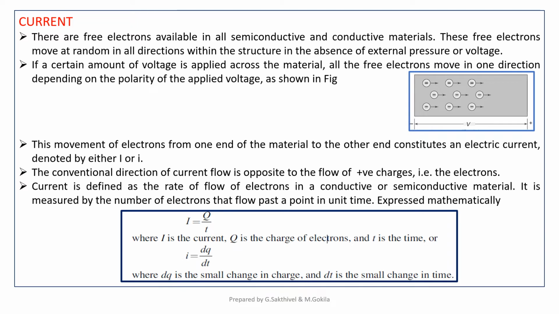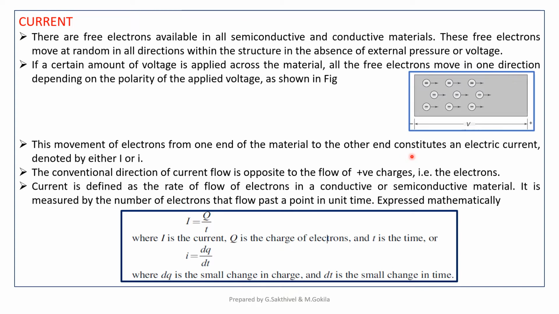There are free electrons which are available in all the semiconductor and conducting materials. These free electrons move at random in all directions within the structure in the absence of external pressure or voltage. If a certain amount of voltage is applied across the material, all the free electrons move in one direction depending on the polarity of the applied voltage, and it is shown in the figure. The movement of electrons from one end of the material to the other end constitutes an electric current, and electric current is denoted by the letter I.